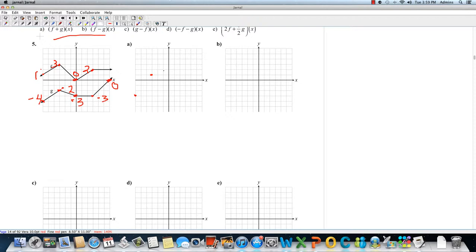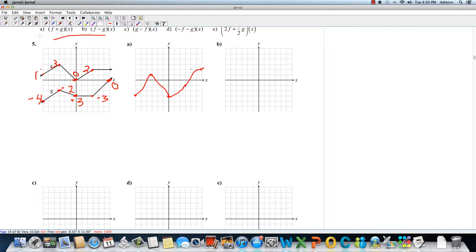Third one, we're going to add negative 3 to 0. We're going to be left with negative 3. Next point is also negative 3 and 2, so we're going to get 1 again. Negative 1 rather. And then for our last point, we are going to be adding 2 to 0, so we get 2. So our new graph is going to look a little something like this. And that's graph A.